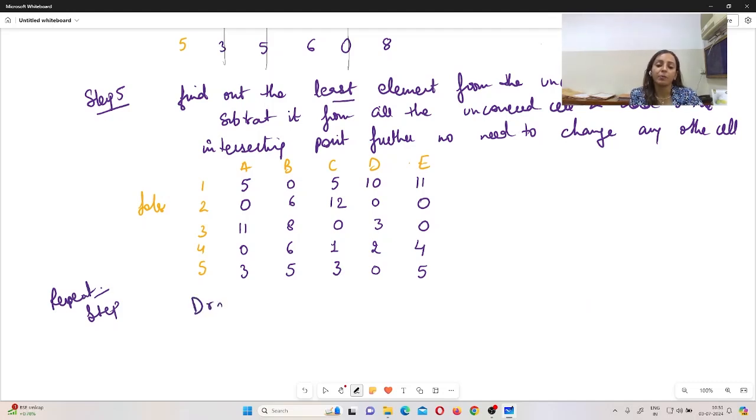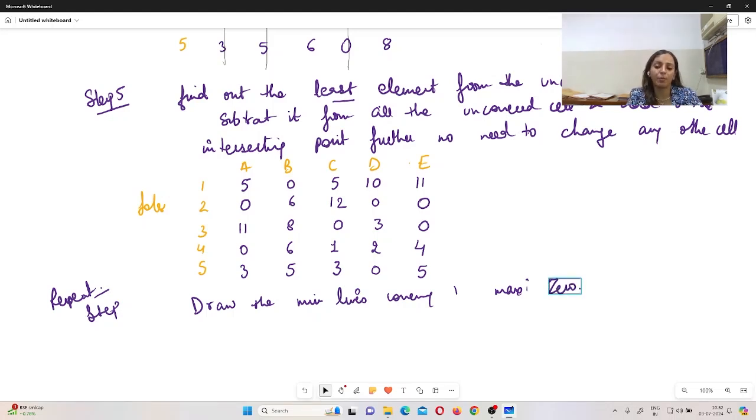And covering the maximum zero. Draw the minimum lines, that is minimum lines, and covering the maximum zero, right? Yes, the main important thing is that you have to draw the least lines, as few as you can, and that is covering the maximum 0. So that will give you the best assignment, right? The answer should be in the best way.